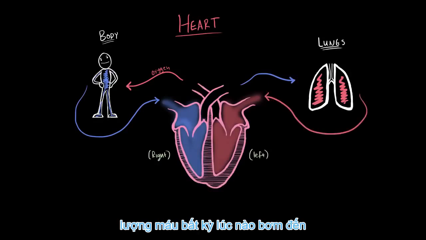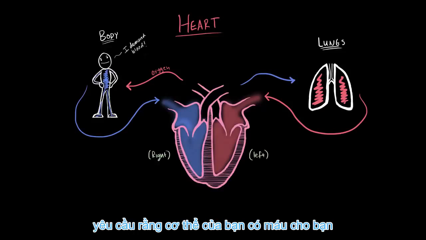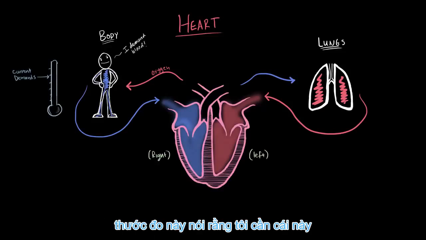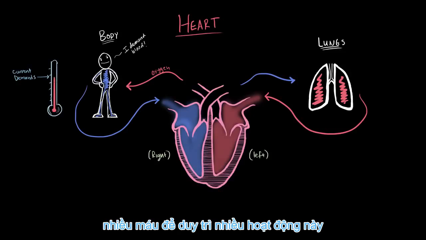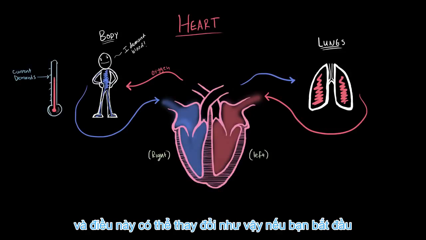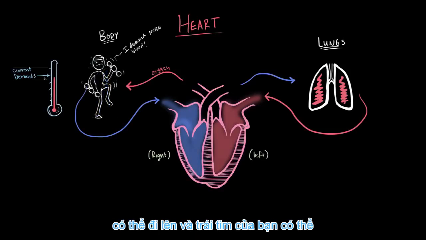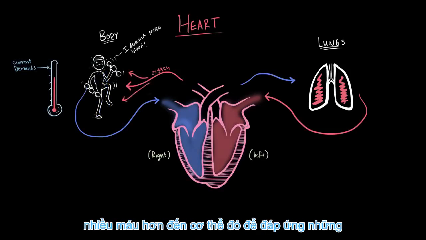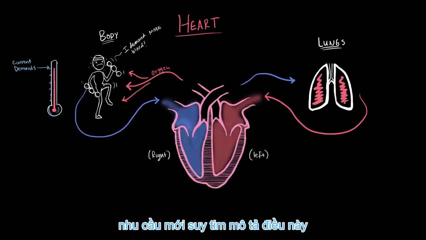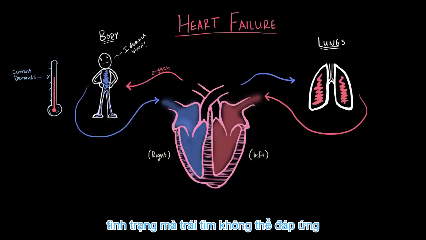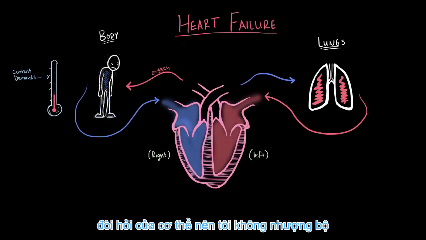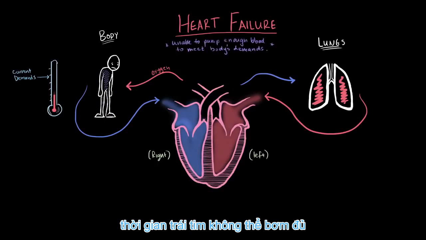And the amount of blood at any time pumped to your body is sort of based on this demand that your body has for blood. You can kind of think of it like you have this gauge that says, hey, I need this much blood to sustain this much activity. And this can change, so like if you start working out or something, your demands might go up. And your heart can accommodate for that and start pumping more blood to that body to meet those new demands. Heart failure describes this condition where the heart can't meet the demands of the body. So at any given time, the heart's not able to pump enough blood to meet the body's demands.